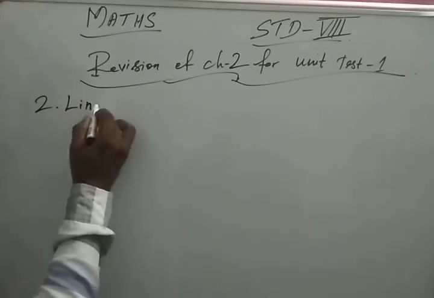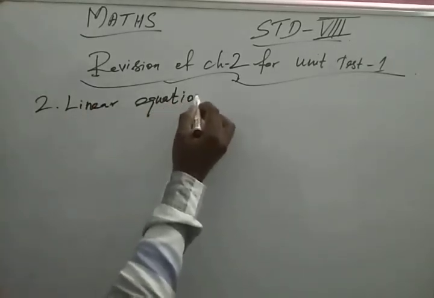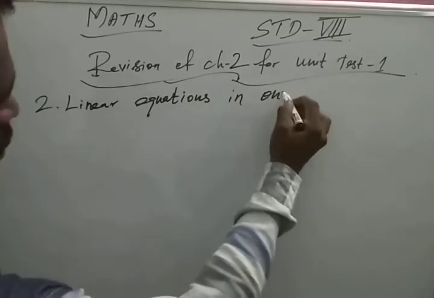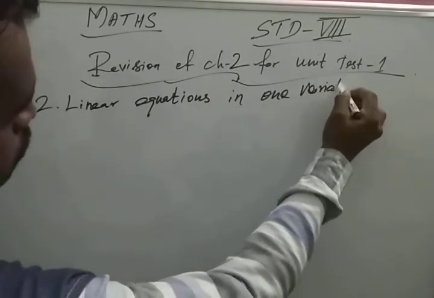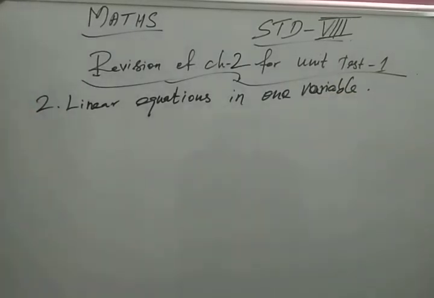Chapter 2, linear equations in one variable. Already when we saw chapter 1, the questions were very easy ones. Like that, here also, linear equations in one variable. Only one variable is given in each equation, and we have to find the value of that variable.